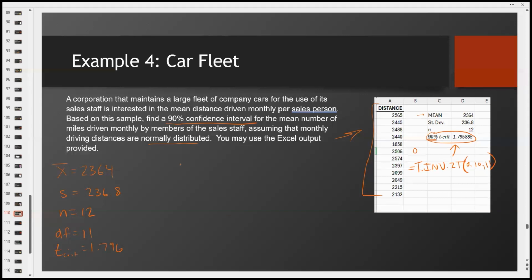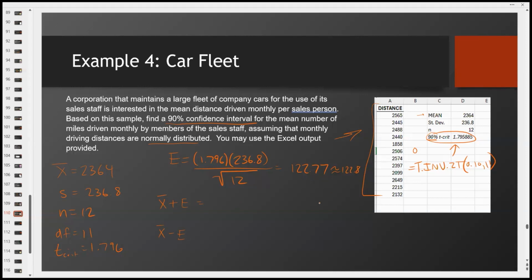And then to find the margin of error, 1.796 times the standard deviation of 236.8 divided by the square root of the sample size, which is 12. When we plug that into the calculator, we get 122.77. And now we can find the confidence interval. Let's call this about 122.8.